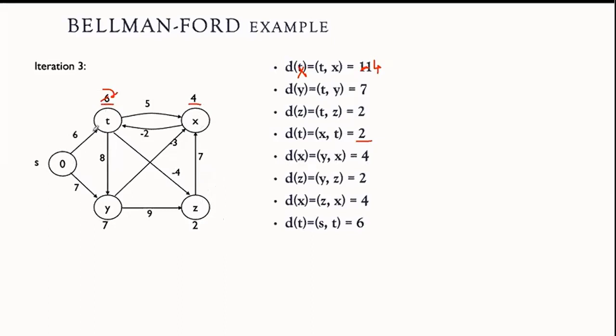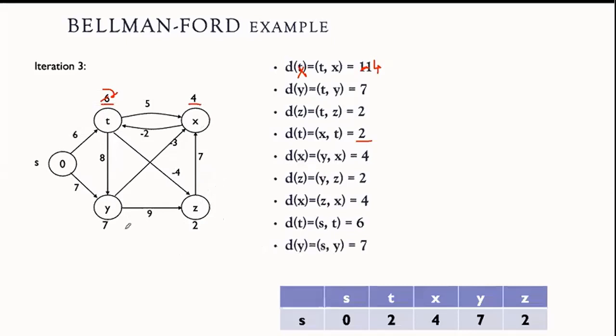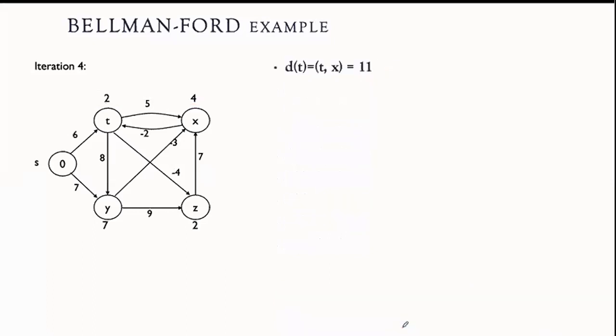S to t, 0 plus 6, it is greater than 2. No need to update. Next, s to y. No need to update here also. The only thing we have updated is the distance of t, which was updated to 2. And we shall see one more iteration.